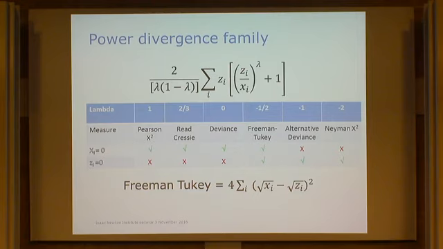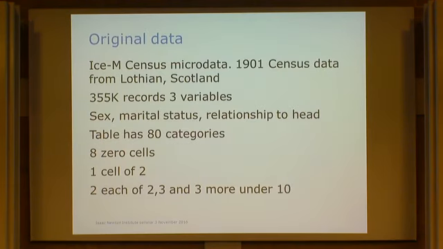Right, so moving on, we've now got all these different measures of utility, and I'm going to illustrate them for some tabular data, just taking 3 variables from the 1901 census from Lothian, Scotland, of which there are 355,000 records. And I'm taking 3 variables, sex, marital status, and relationship to the head of household, which produces a table with 80 categories. And it has 8 zero cells.